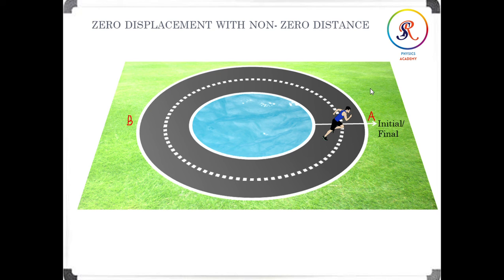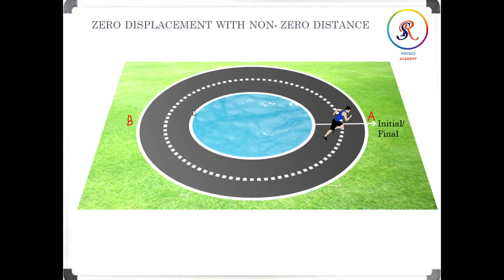Why will the displacement be 0? Because there is no separation between the initial and final position. There is no shortest distance between them. When we calculate the displacement, it is the final minus the initial. Here final is A and initial is also A. So in this case the displacement is 0 because there is no separation between initial and final position.